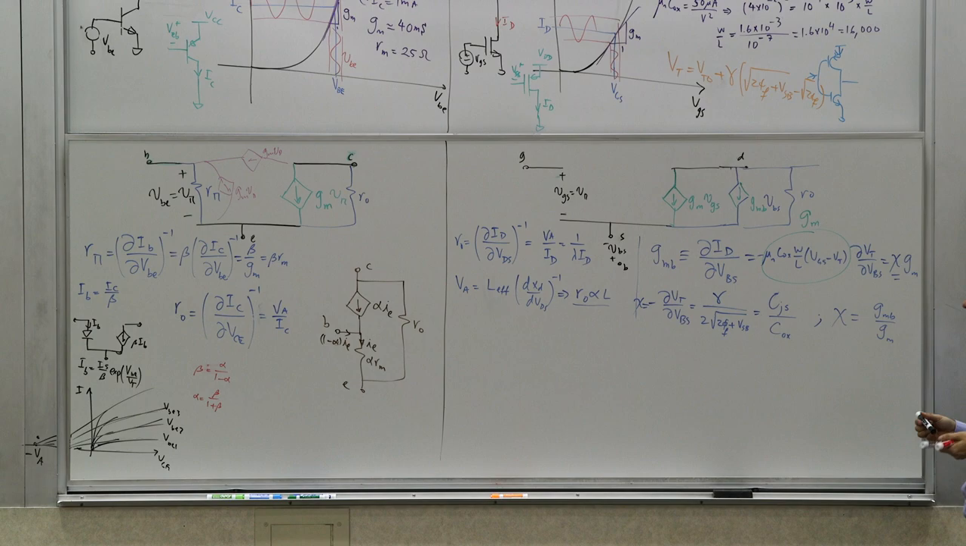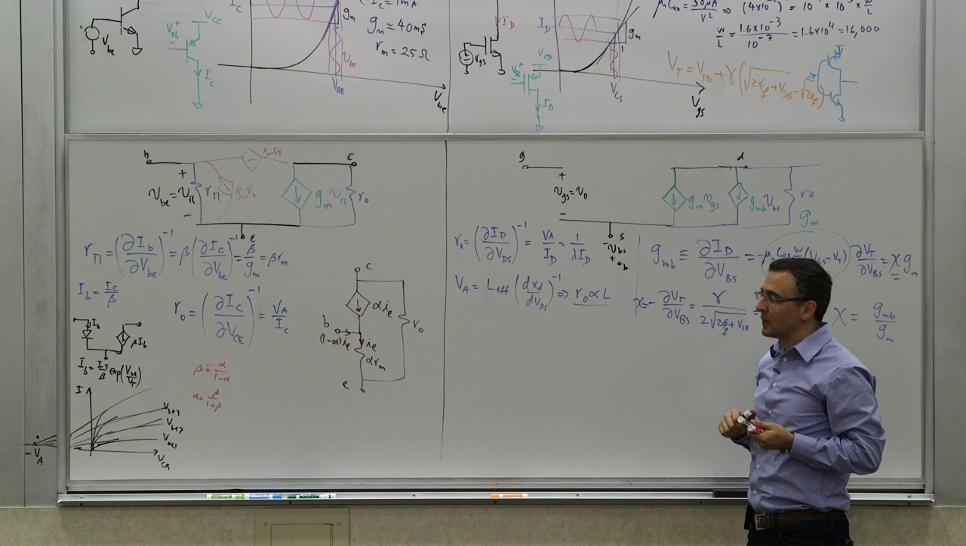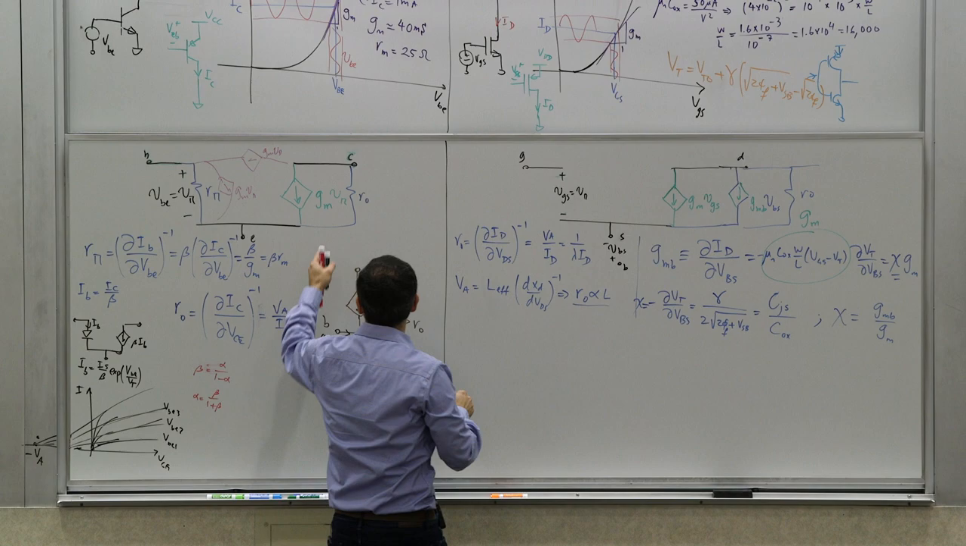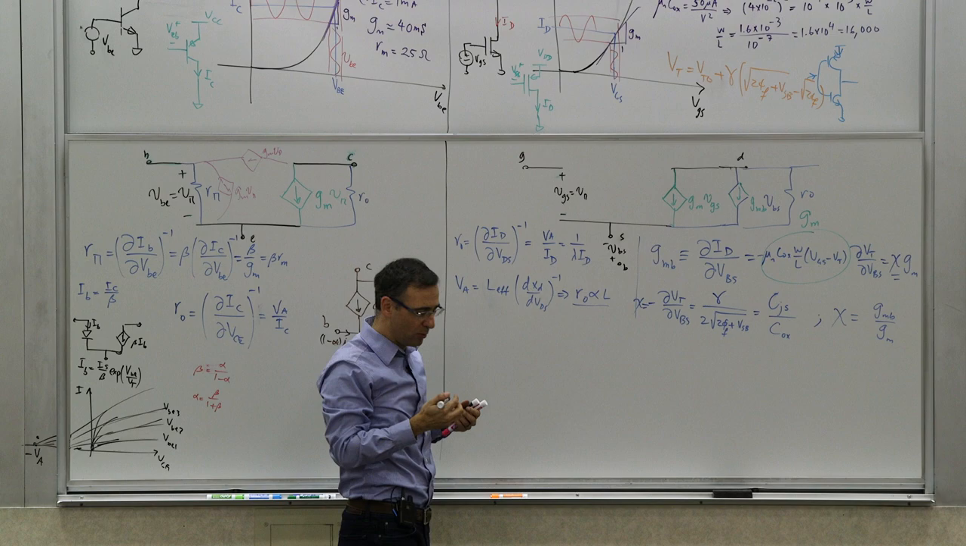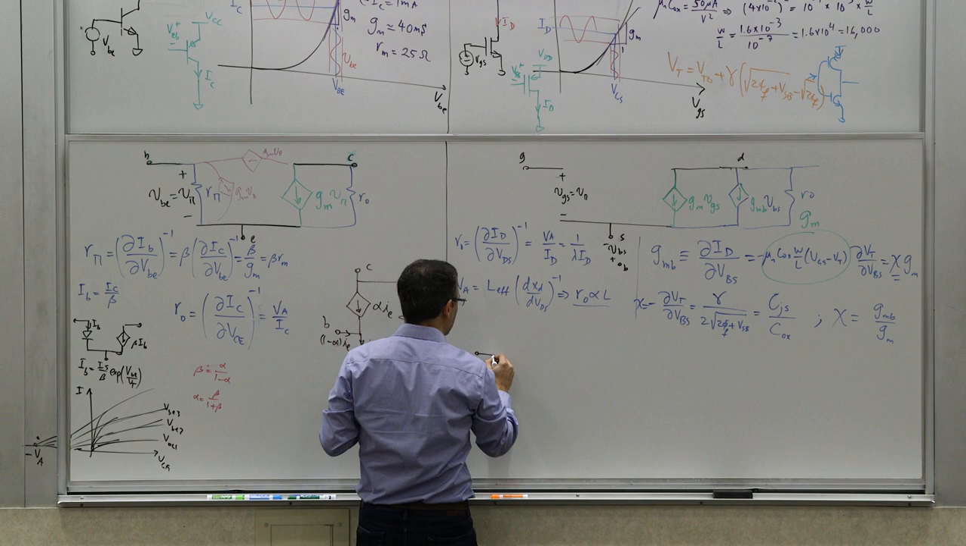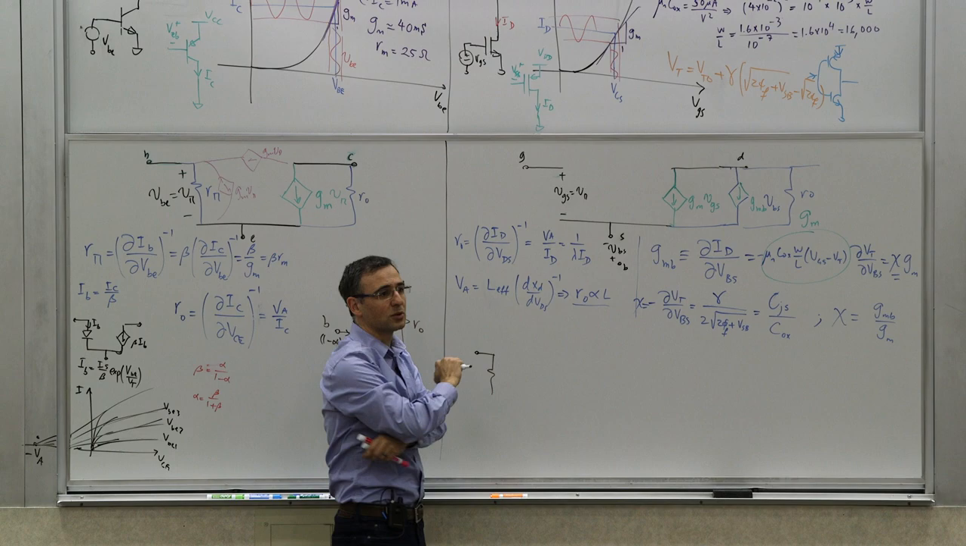Now, in this model, if I want to convert this model to a T model, how would I do that? Well, I need to do the same operation with both of these sources. For this guy, I take it from here to there, and from there to there. Right? The same thing that we did with the bipolars. And what do we get? So in this case, what is this resistance going to be, the one that's left when you have this current source going from the gate to the source?